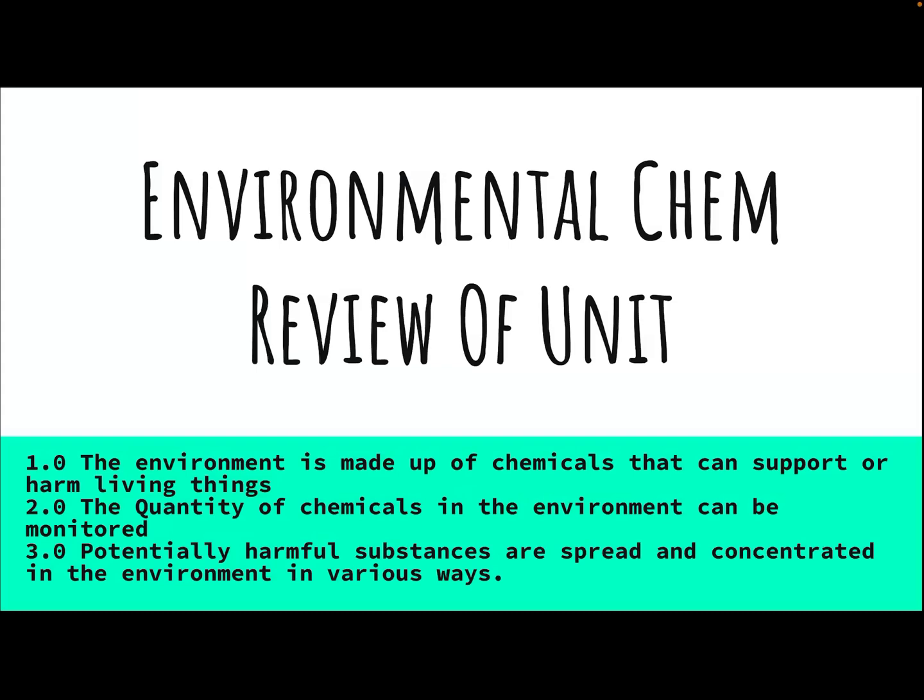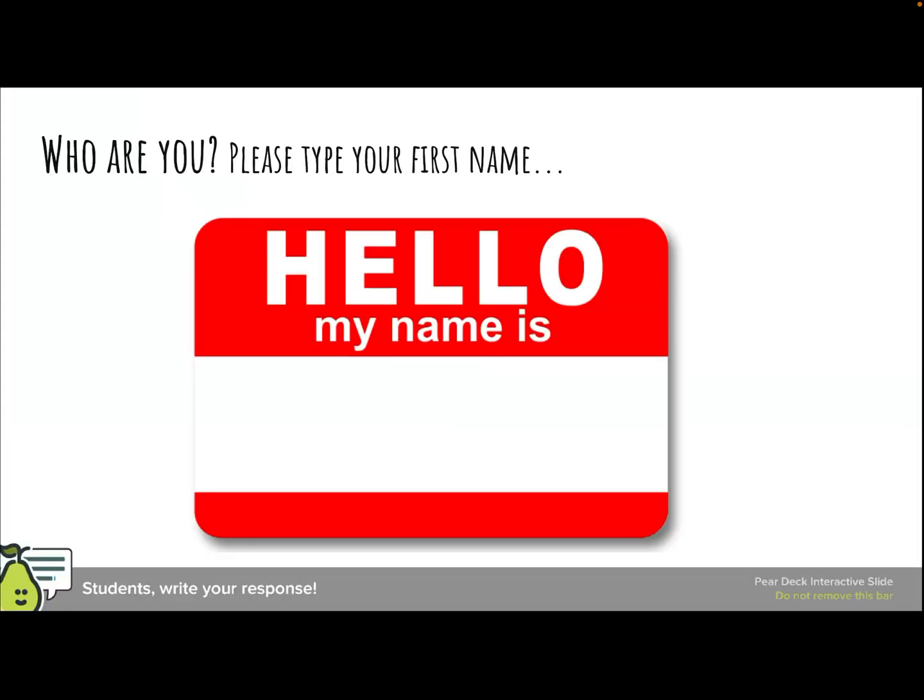The three basic points to this unit are: number one, the environment is made up of chemicals that can support or harm living things. Number two, the quantity of chemicals in the environment can be monitored. And three, potentially harmful substances are spread and concentrated in the environment in various ways.